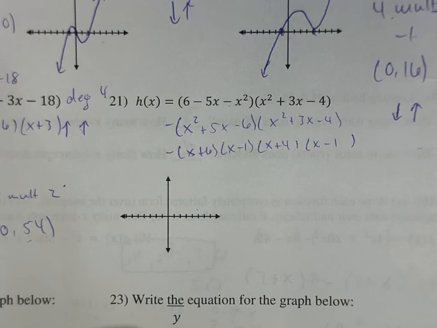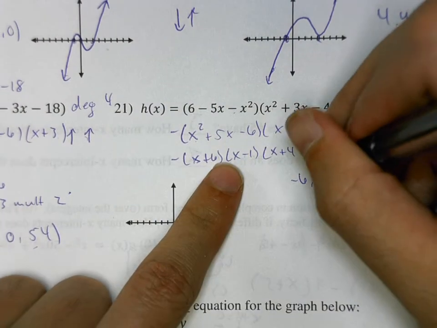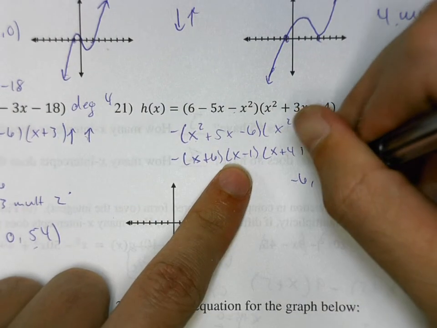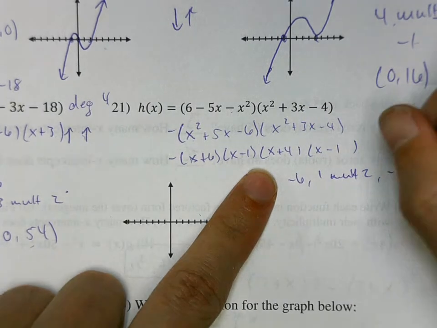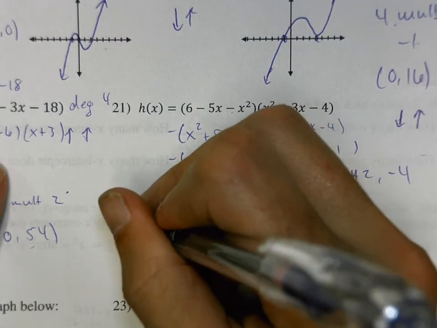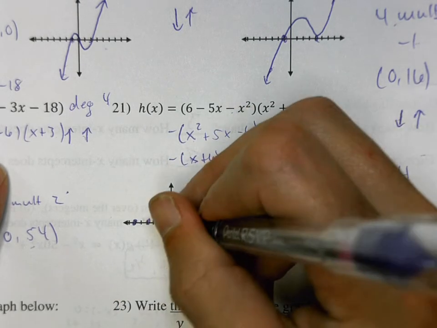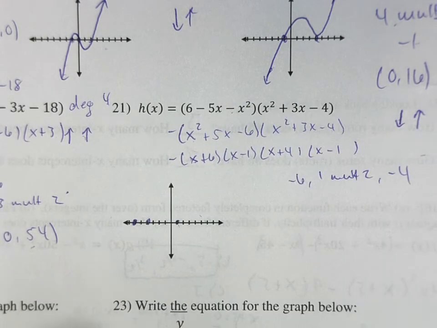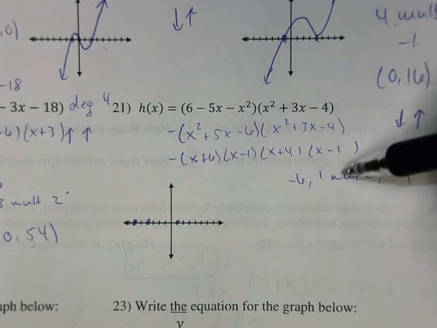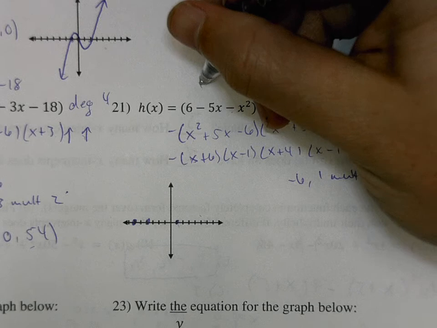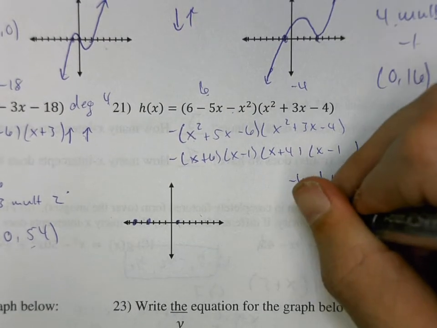So our intercepts are negative 6, positive 1 multiplicity 2, and negative 4. Negative 6, negative 4, and 1 multiplicity 2. If you plug 0 into the original equation, we get a positive 6, negative 4. 6 times negative 4, so our y-intercept is 0, negative 24.